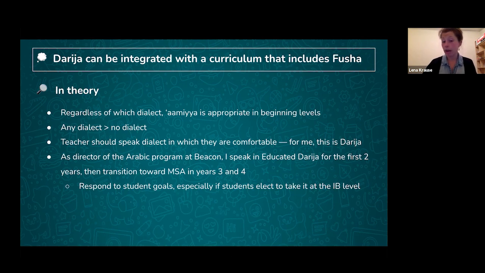So that's what I'm doing right now at Beacon, which is the school I teach. In the first few years, in Arabic 1 and 2 primarily, I speak what I like to think of as educated Darija, and I'll return to that in just a few minutes. And then if a student, based on students' goals, which for some of mine is to take Arabic at the IB level, which is a Fusha-focused curriculum, there's really a natural shift as you move into levels 3 and 4, as you address more technical subjects, more high-level concepts, and I'll return to that too.